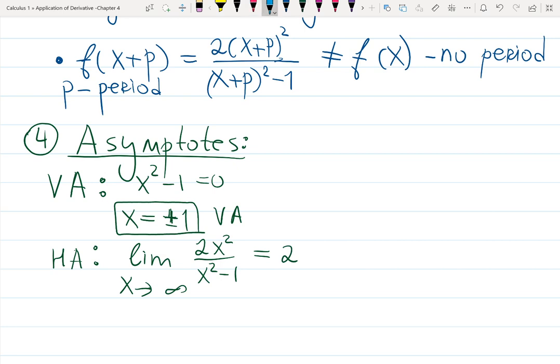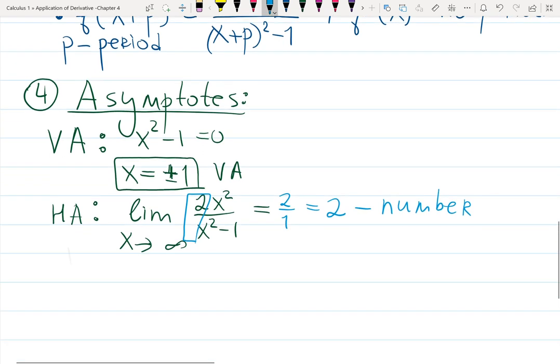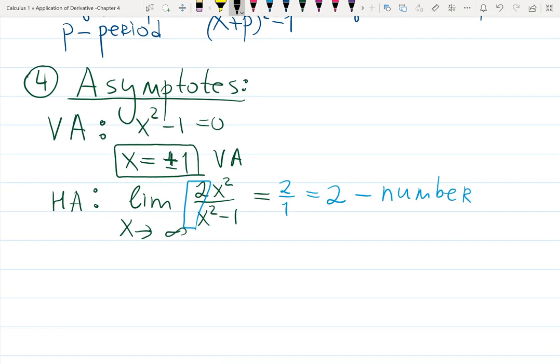How do I know? Find the limit of the top, find the limit at the bottom, the leader at the top, the leader at the bottom, and then the answer will be the ratio of the leading coefficients. That's 2, because we have 2x squared at the top and x squared at the bottom. This is a number. That's the most important, that this is a number. Since this is a number, I can say that y equals 2 is my horizontal asymptote.